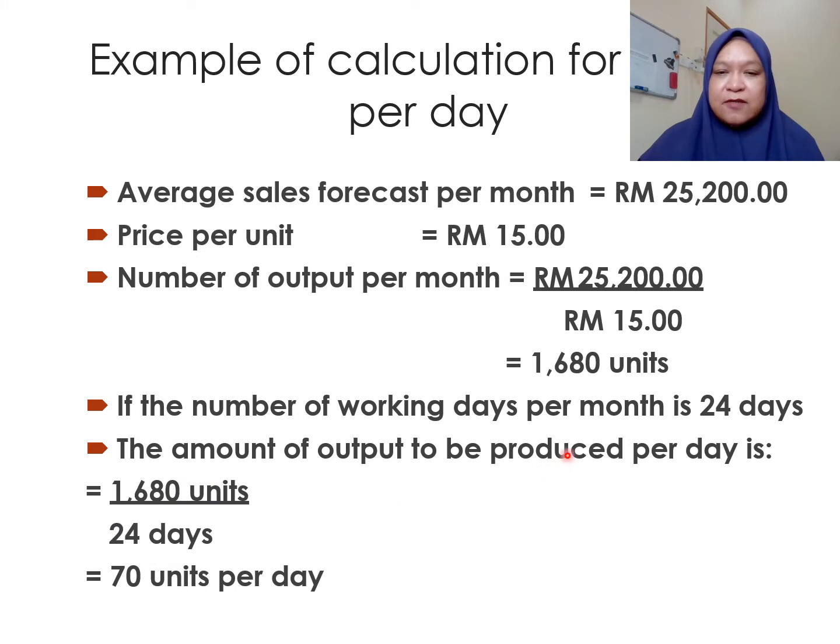Days here refers to the number of working days per month. Let's say that for your business you've decided that you want to work for 24 days in a month, so you just divide by 24 days. If you decide that you want to work for 30 days, you divide by 30 days. So here we got 70 units per day. If you need to calculate per week, you just multiply by how many days in a week.